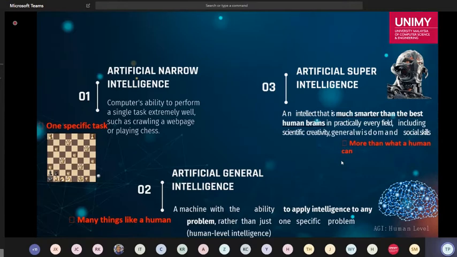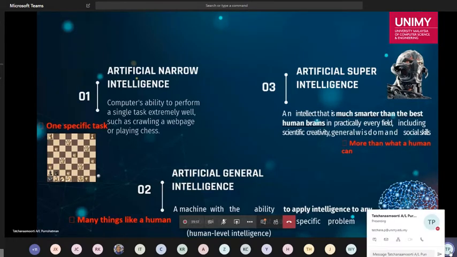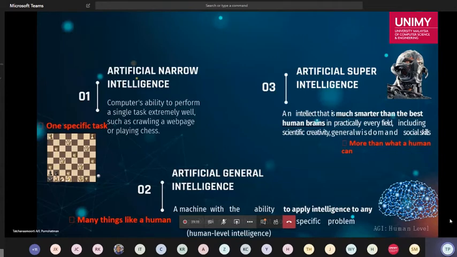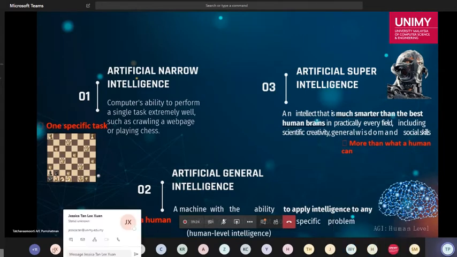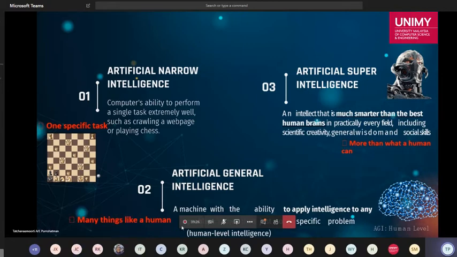The third one will be super intelligence. Super intelligence is like the driverless, self-drive car. We have guided neurosurgery, where the robot can do the surgery. It is beyond the line. It is an intellect that is much smarter than the best human brain in practically every field, including scientific creativity, social skills, or any economic side. Super intelligence means beyond the line.